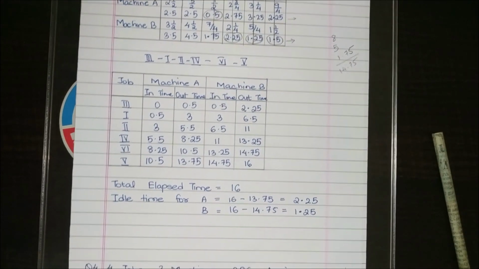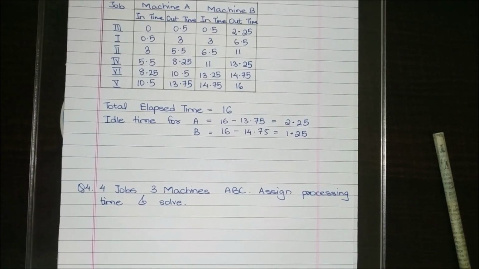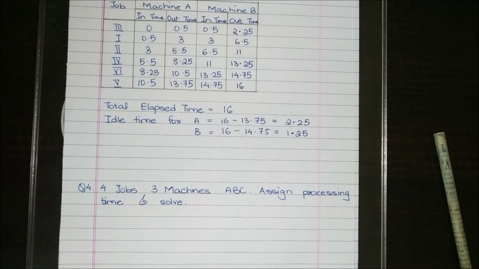Okay, now moving on to the next question. The fourth question में you are said you have to take any 4 jobs and 3 machines A, B, C. You have to assign the processing time and solve. So इसमें you can take any 4 jobs and इसमें कुछ भी processing time डाल सकते हो अपने हिसाब से, ठीक है? तो वो खुद से कोई भी नंबर लेके ट्राई करो इस क्वेश्चन को. अब फिफ्थ क्वेश्चन करेंगे.